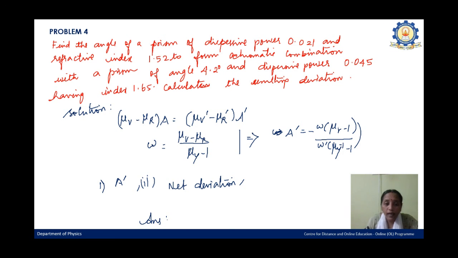The problem has a solution which says that the A prime value is minus 11.25 degrees. This is one of the values. The other one is finding out the deviation difference. So using this, you just solve this problem, and you will get the solution for problem number 4.